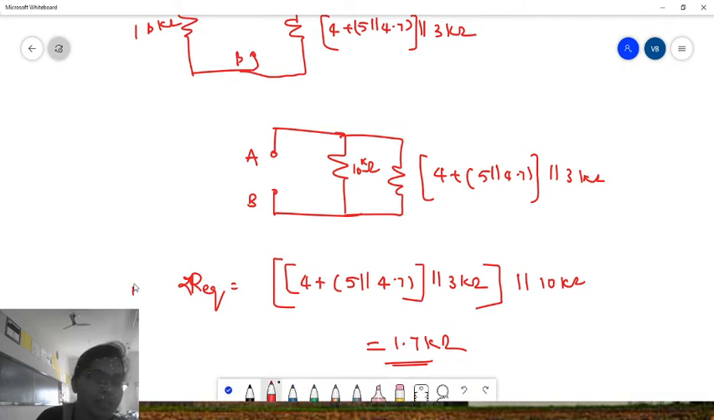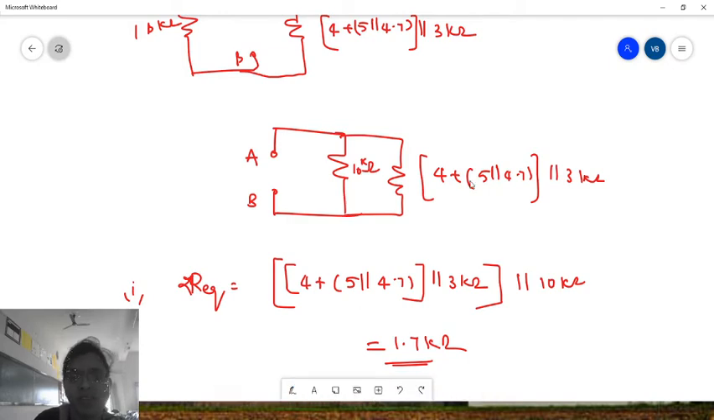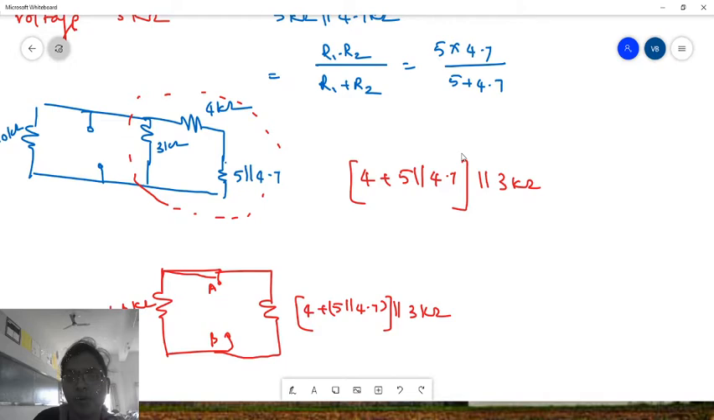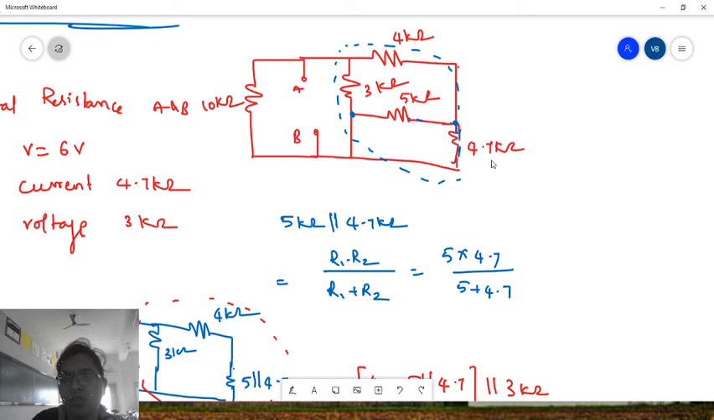And what is the second thing? Second, you need to calculate the current through the 4.7. Where is the 4.7 resistor? That 4.7 resistor is here. That is the last one, the 4.7 kilo ohms resistor. We need to calculate the current across this one.